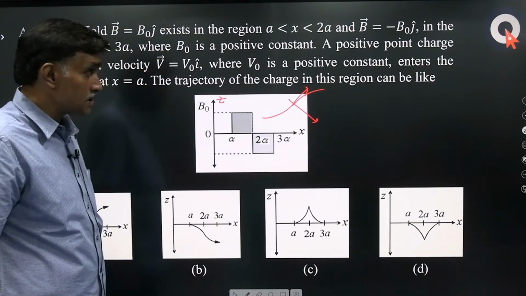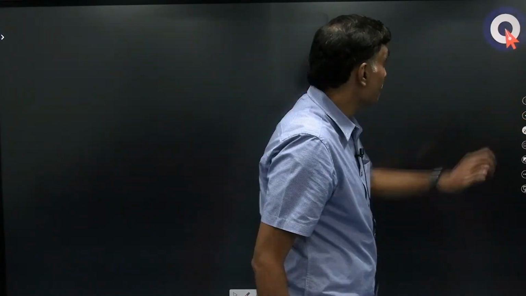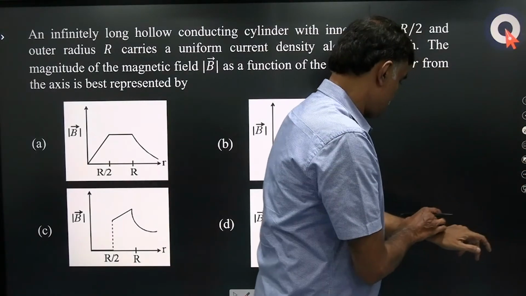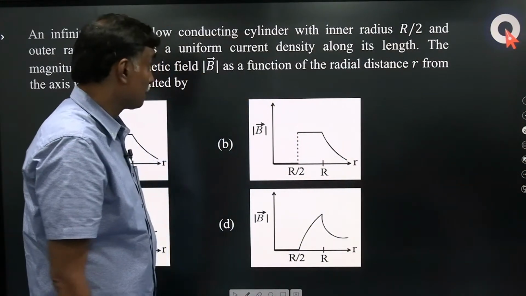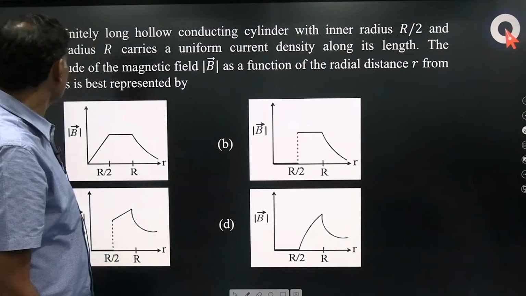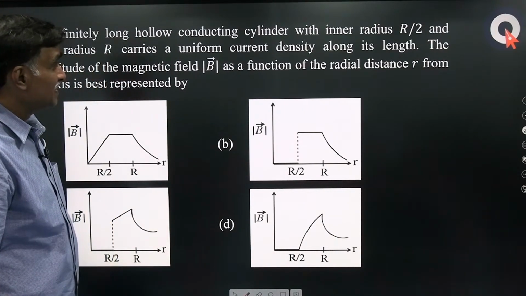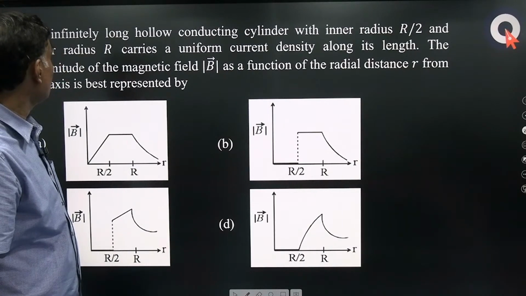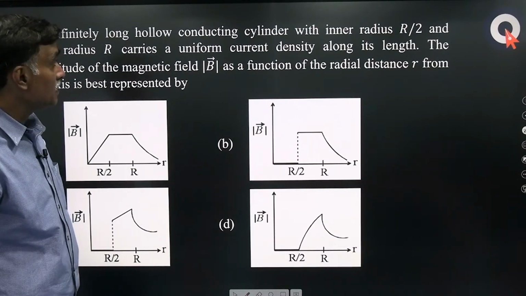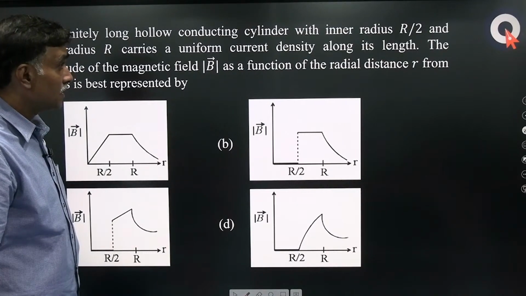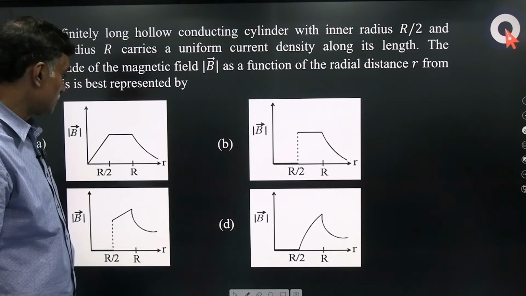So next question we'll see. Next, this is the question. An infinitely long hollow conducting cylinder with inner radius r by 2 and outer radius r carries a uniform current density along its length. The magnitude of magnetic field B bar as a function of radial distance r.